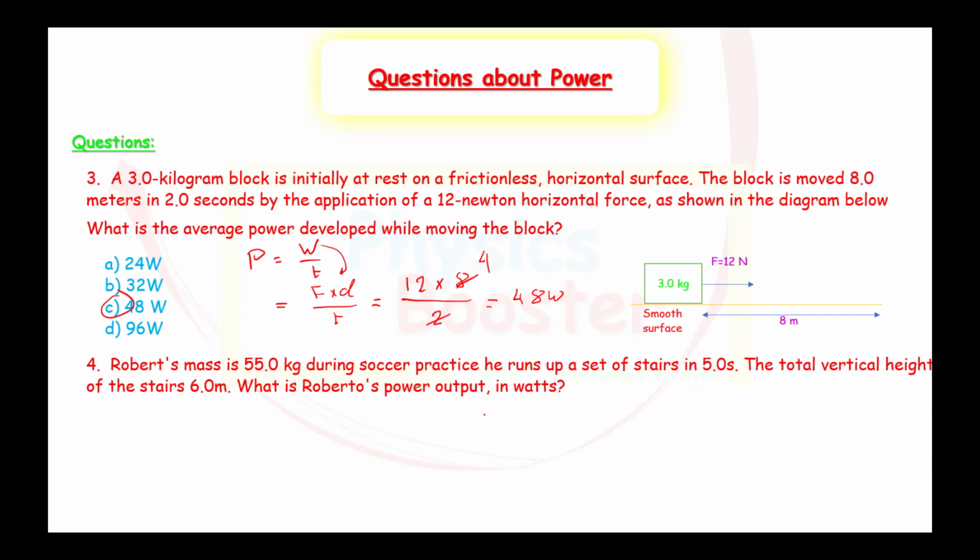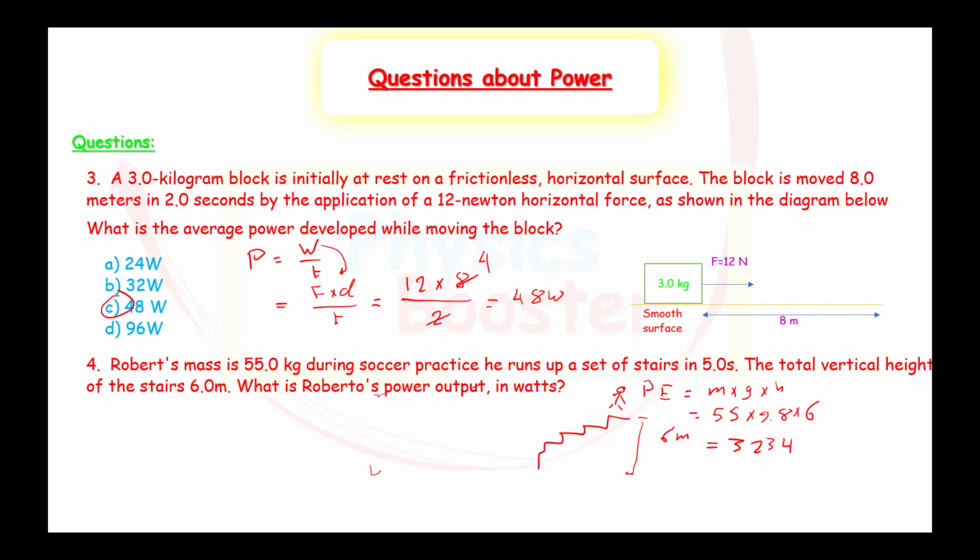Now, let's analyze this question. We have an athlete that is running up a set of stairs. The set of stairs is 6 meters high. Now, when he reaches this point, what type of energy does he have? Well, he has potential energy, and we can calculate this potential energy by multiplying his mass by g by h. Now, his mass is 55 multiplied by 9.8 multiplied by how high he is above the ground, which is 6. So we know that the amount of energy he used is equal to 3,234 joules.